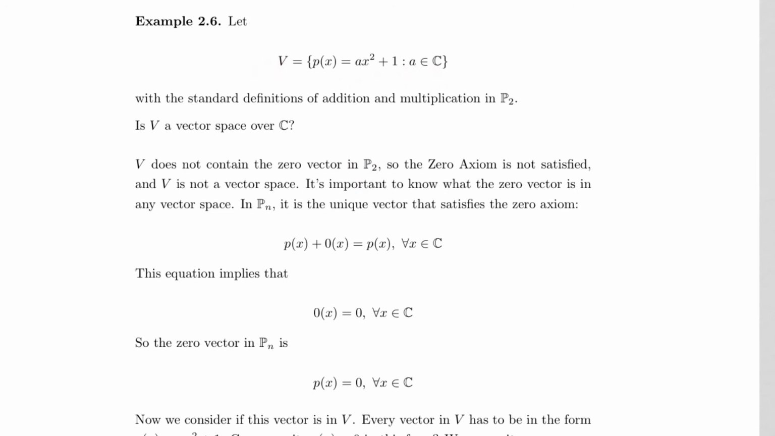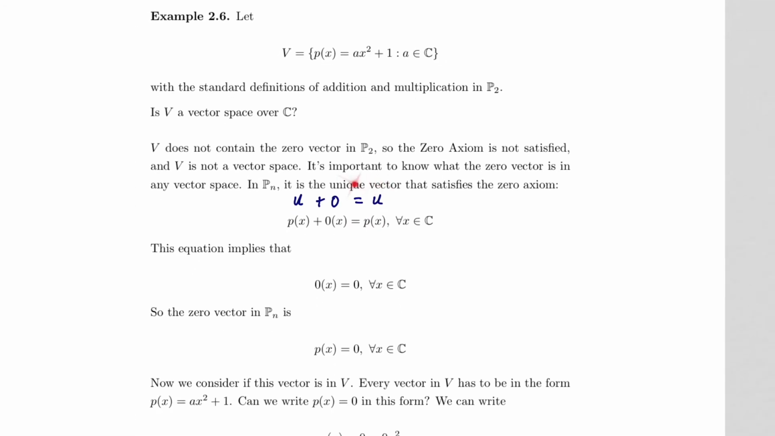Okay, so in Pn, the zero vector is the unique vector. The zero vector is unique. I didn't prove that, but we could do that. I think the proof is in the book. So the zero vector is the unique vector that satisfies the zero axiom, and the zero axiom says any vector plus the zero vector equals the original vector. Here's how we would normally write it: u plus 0 equals u.